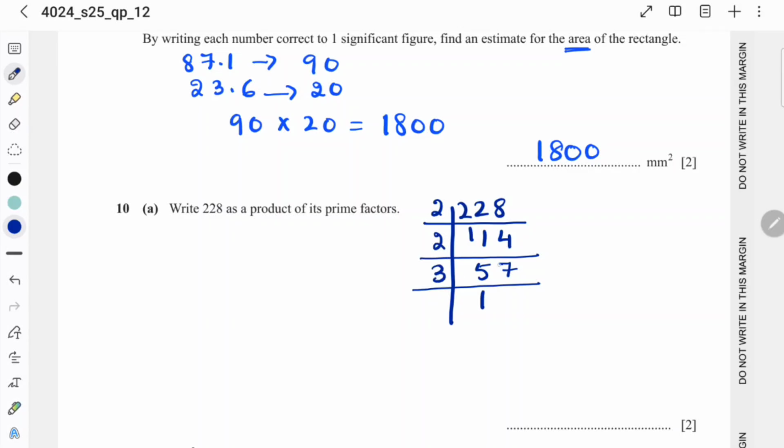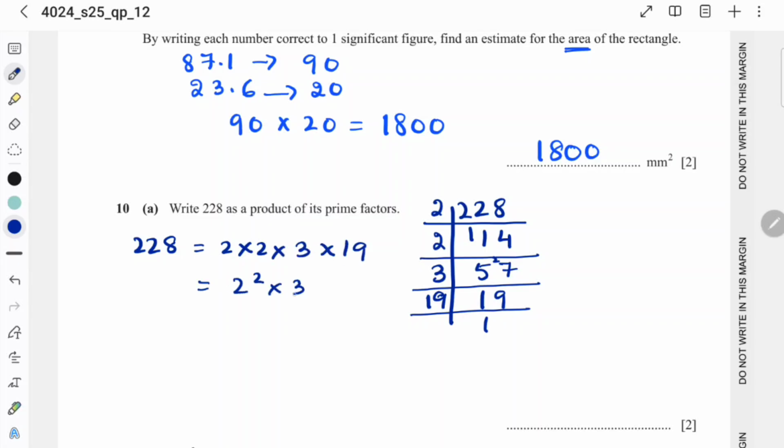3 ones are 3, and then 2 is the remainder. So 3 times 9 is 27, and 19 is a prime number, so we just stop here. So that is, 228 is equal to 2 into 2 into 3 into 19, means 2 square into 3 into 19. So that is the answer for this question, 2 square into 3 into 19.